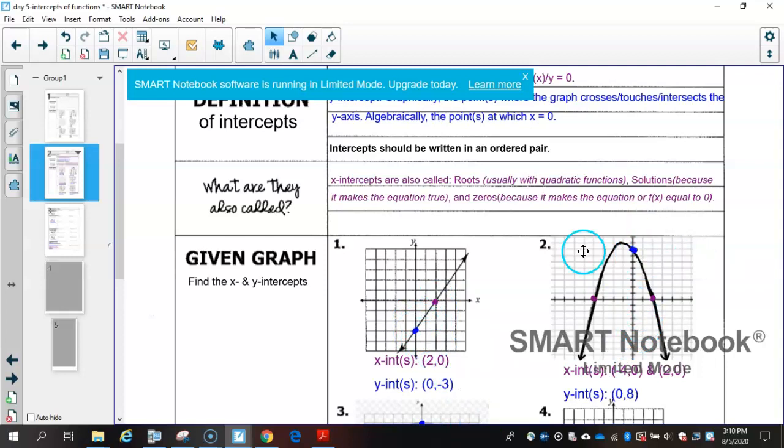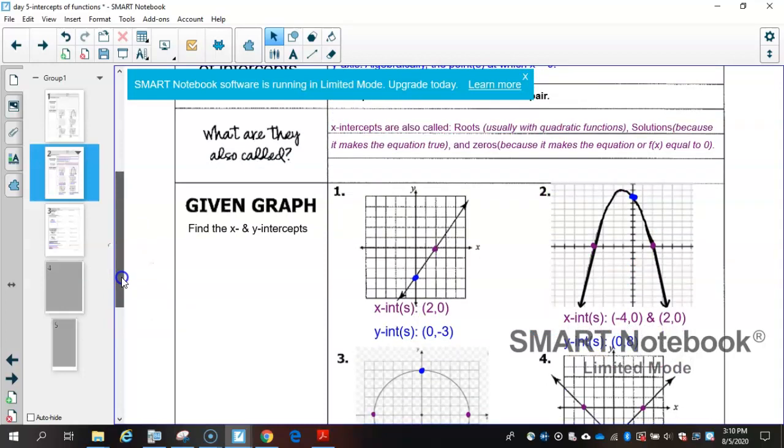And then for number 2, it has 2 x-intercepts and 1 y-intercept. So I can see it crosses the x-axis here and here, and then it crosses the y-axis here. So I can say my x-intercepts are at 4, 0, and 2, 0, and then my y-intercept is at 0, 8. Scroll that down just a little bit so you can actually see that.